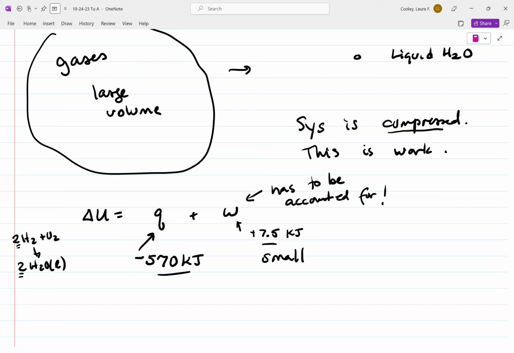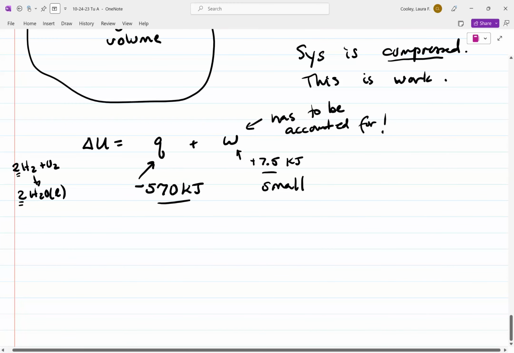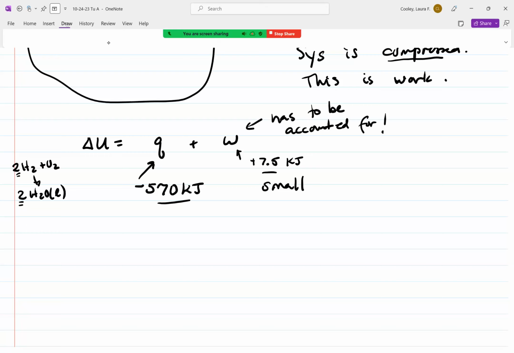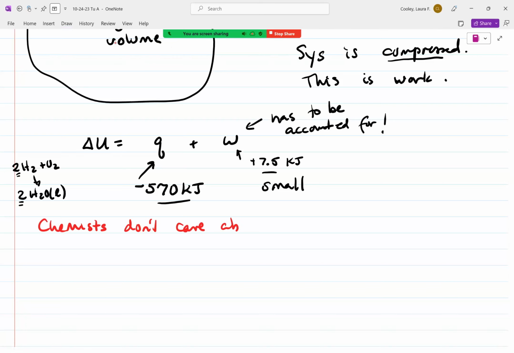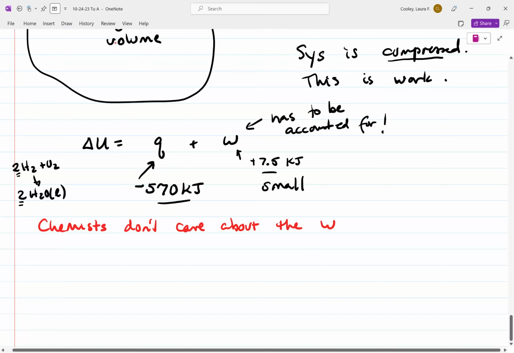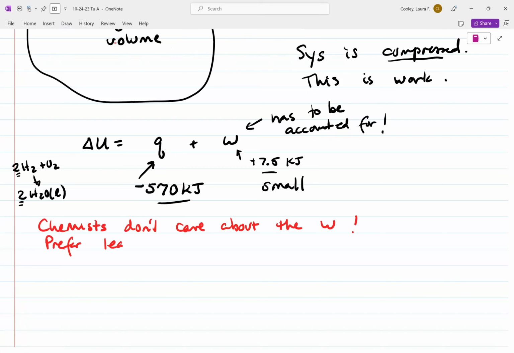And us chemists, we would really prefer not to think about what we call expansion work or compression work. We don't want to think about that. We really are only interested in the Q. So chemists would prefer to leave out the W, okay? So chemists just don't care. Well, that's not true. They care in some contexts, but we really don't care right now about the W. So we would prefer to leave it out. But it's just not right to leave it out.